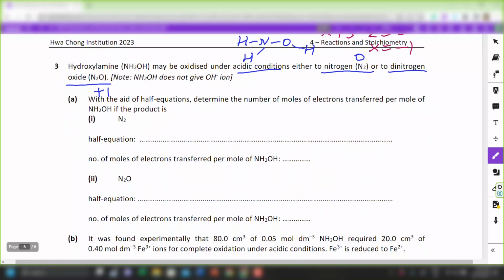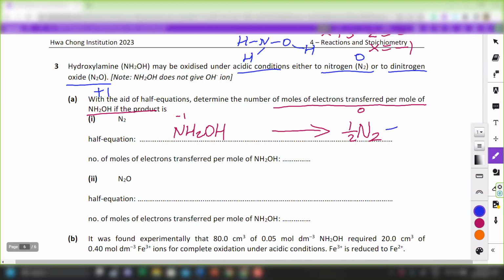Then with the aid of half equation, determine the number of moles of electrons transferred per mole of hydroxylamine. This is very important: per mole of hydroxylamine. So in our case here, if the product is nitrogen, I'm going to write NH2OH. Again, oxidation state is -1. I'm just going to draw an arrow here, leave a bit of space, and then put half N2. The oxidation state increases from -1 to 0 over here. So therefore, I'm going to give out 1 electron, so plus electrons over here.